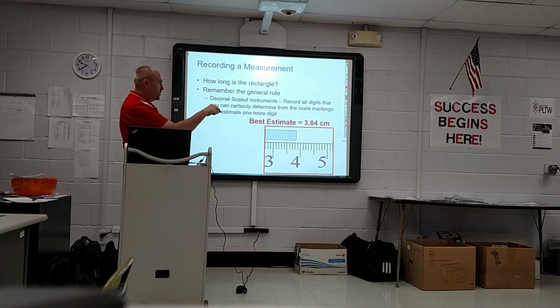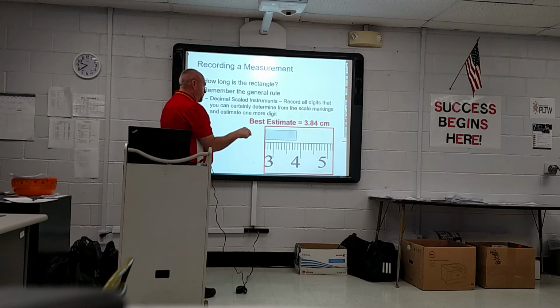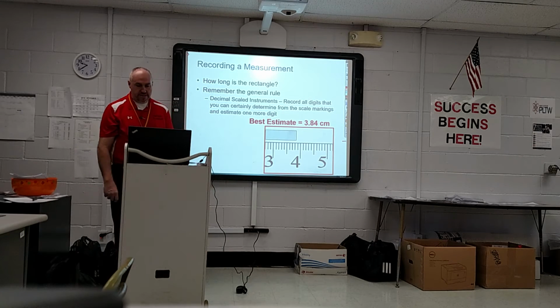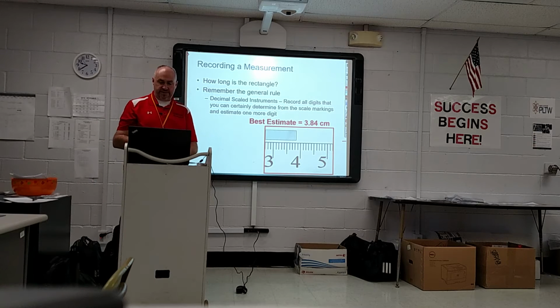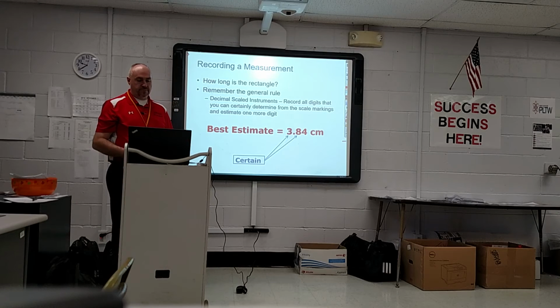The 3 is a certain number, the 8 is a certain number, the 4 is an uncertain number, because we had to take an educated guess. Again, if you would have put 3.85, I would have accepted that as well. Now, if you would have put 3.89, I would probably tell you to look a little closer, because that box is not right on the edge of that 9 millimeter mark. Again, it looks like it's in the middle. Hopefully that makes a little sense to you. And what I just said is here on the screen, that the 3 and the 8 are certain numbers, and the 4 is an uncertain number.